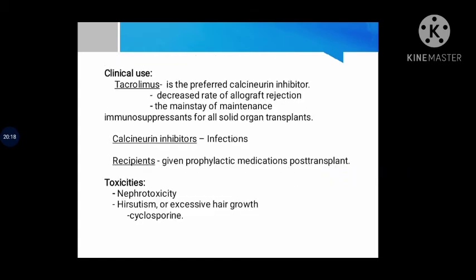So the clinical use of this drug is, tacrolimus is the preferred calcineurin inhibitor due to its decreased rate of allograft rejection as compared to cyclosporine. Although it is approved for renal, liver, and heart transplant, tacrolimus is the mainstay of maintenance immunosuppressant for all solid organ transplant. Infections are possible with use of calcineurin inhibitors, and recipients are often given prophylactic medication post-transplant.